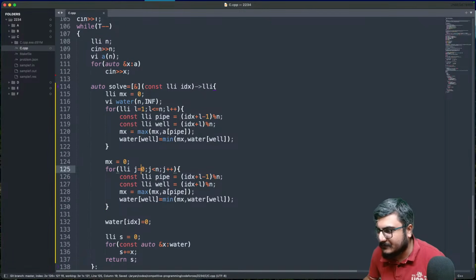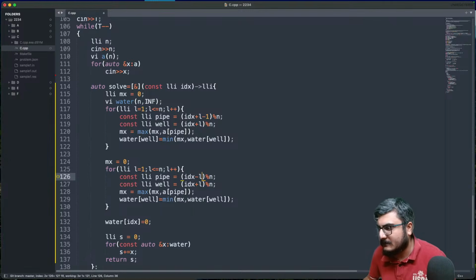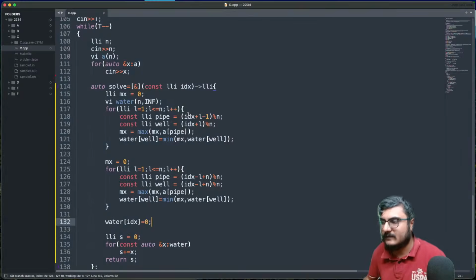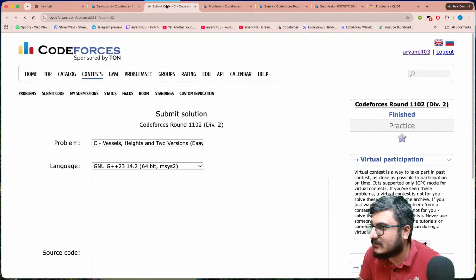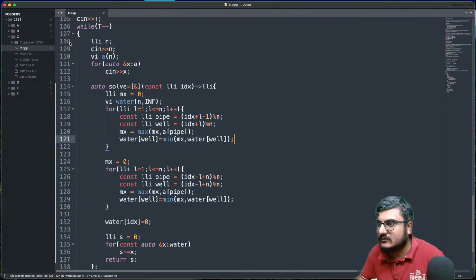Now I again go from the other side. Whenever I'm going to the left side, this would be my well, and this would be my pipe as well. So off by one is something that you need to take a look at, but that's very relevant. This would be problem C.